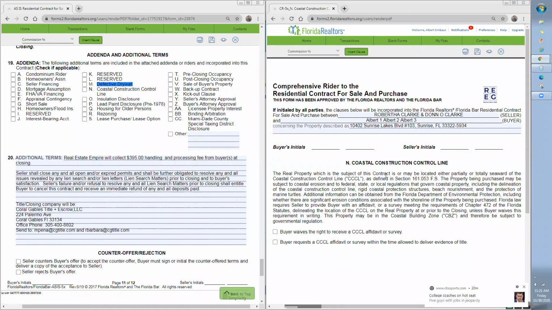So what this is stating is that if you're purchasing a property in that coastal area and you want to make sure that your property is what it is, you would have to request an affidavit or a survey of that area at the time of delivery. So you know right away, this is mine, this is not mine.